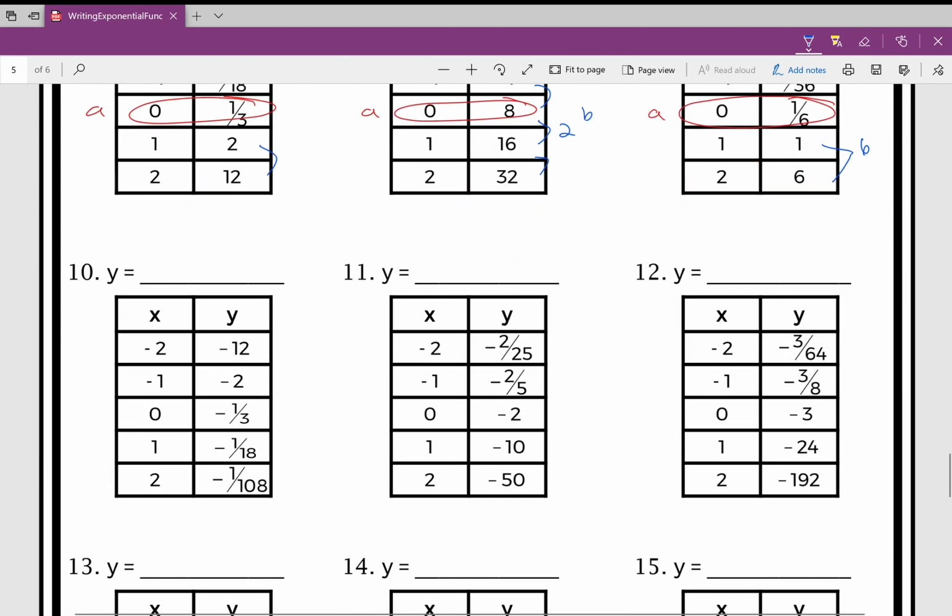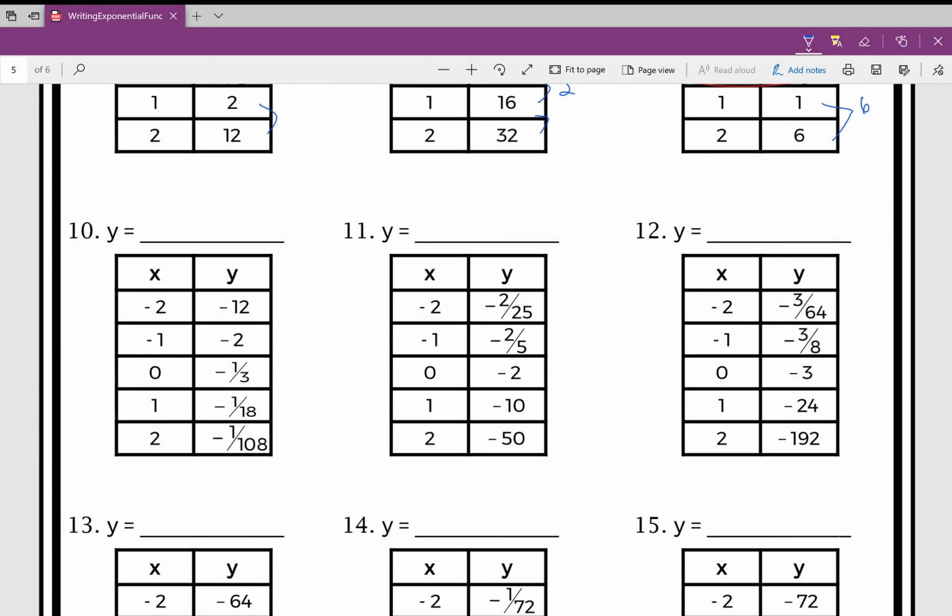Okay, go ahead and look at number 10. Okay, for number 10, you should have found that the a value is -1/3, and that this rate is, let's see, it is a decay of 1/6 because -12 divided by 6 is -2, so it's 1/6, and this is our b value. So then this is -1/3 parentheses -1/6 to the power of x.